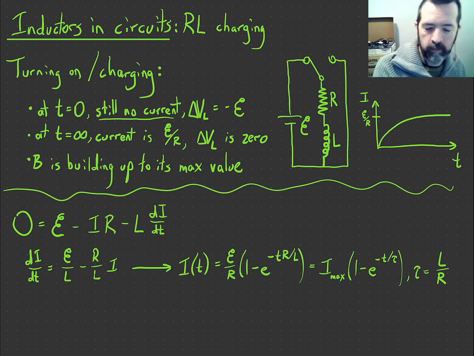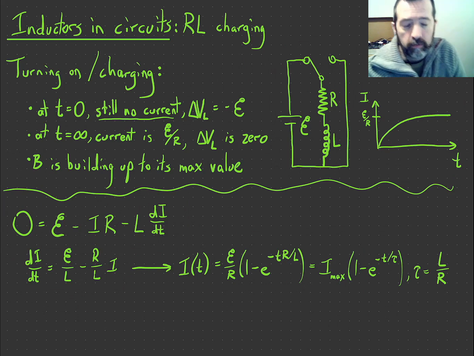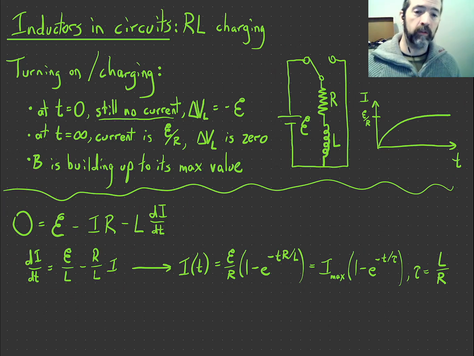So if you encounter RL circuits on the exam, you need to know that they have an exponential growth and decay behavior. You need to know that the inductor at time 0 is going to maintain the previous current, and that at time infinity the inductor is basically just wire.